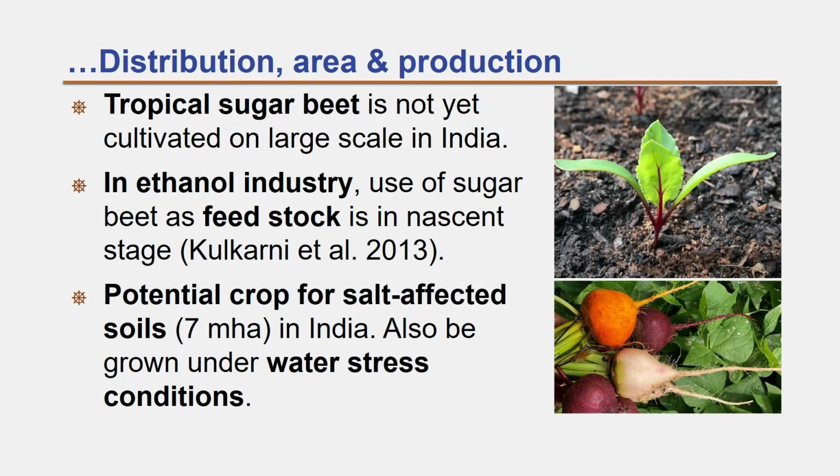Tropical sugar beet is not yet cultivated on a large scale in India, meaning during the warmer period of the year. In the ethanol industry, use of sugar beet as a feedstock is in a nascent or early stage. It is of course a potential crop for salt affected soils. In India roughly we have about 7 million hectares of area under salt affected soils. So this crop is quite promising in those soils where it can be grown successfully.